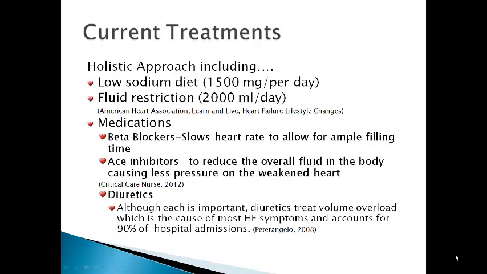Current treatments for CHF include some holistic approaches, like sticking to a low sodium diet and fluid restriction, as well as some common medications. Certain classifications are used, like beta blockers, which slow the heart rate to allow for ample filling time, and ACE inhibitors that reduce the overall fluid in the body, causing less pressure on the weakened heart. Although each is important, diuretics treat volume overload, which is the cause of most heart failure symptoms and accounts for 90% of hospital admissions.